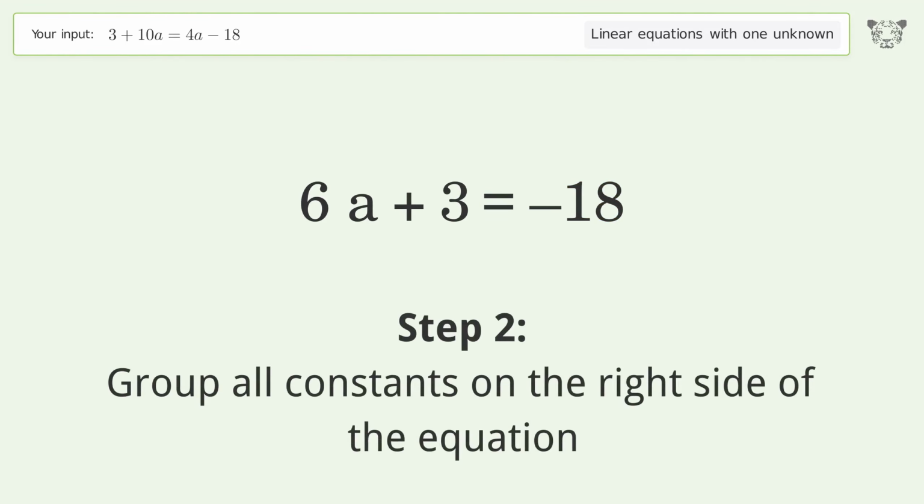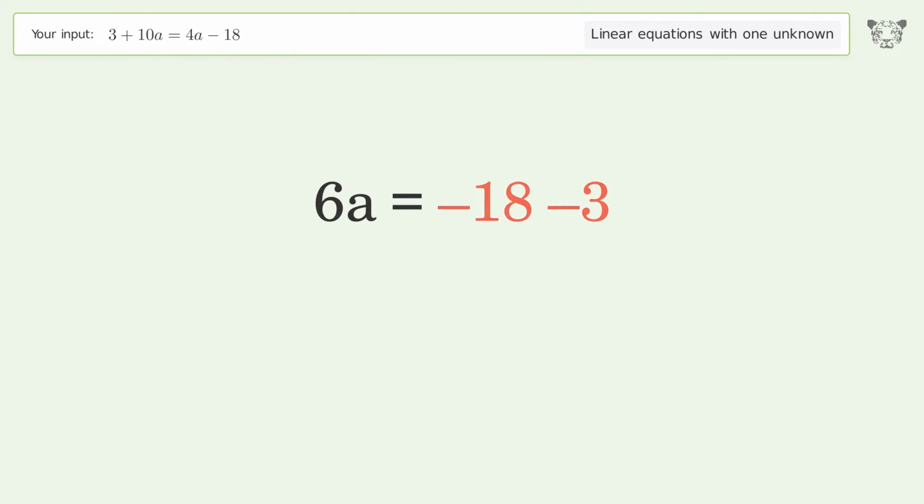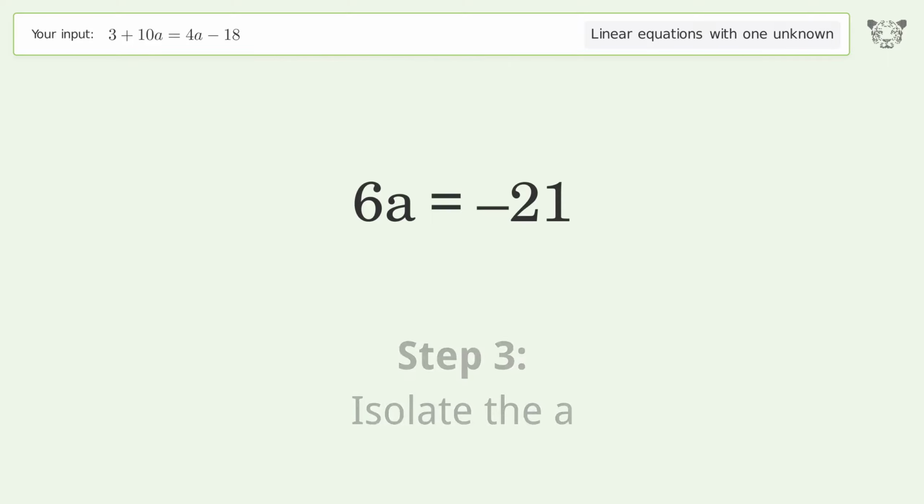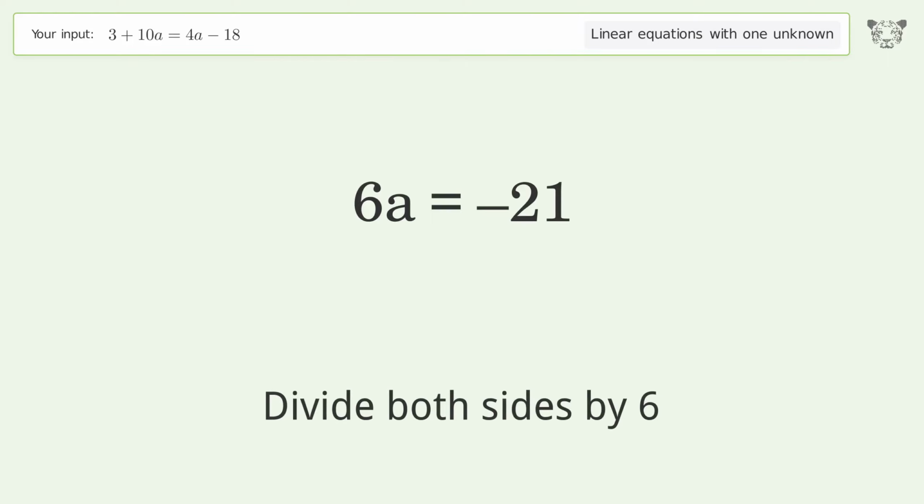Group all constants on the right side of the equation. Subtract 3 from both sides. Simplify the arithmetic. Isolate the a. Divide both sides by 6.